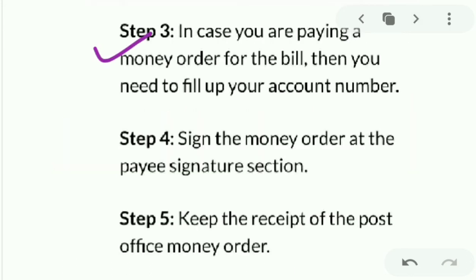Third step, in case you are paying the money order for a bill, then you need to fill in your account number. You also need to fill out your account number in case you are paying for a particular bill.